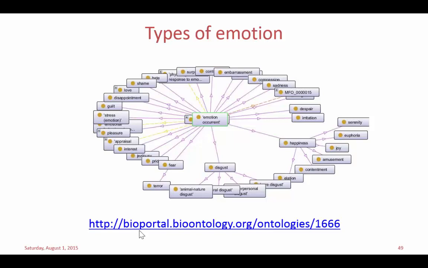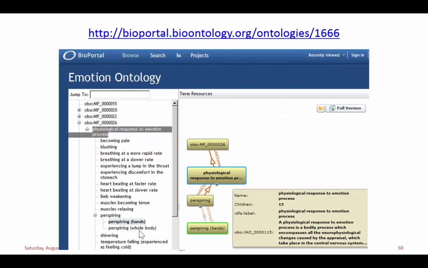All right, and then we can look at some types of emotion, and you can find this ontology here. So the whole thing is online. You can look at the definitions and so forth. So this is what you will first of all see, and you can create a visualization according to which part of the ontology you're particularly interested in. Over here on the right, this is the hierarchy. So physiological response to emotion process includes things like becoming pale, blushing, breathing at a more rapid rate, and so on.